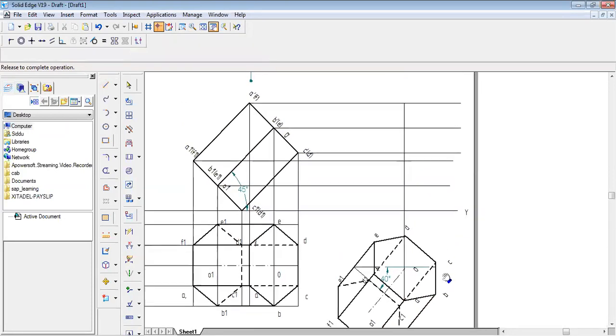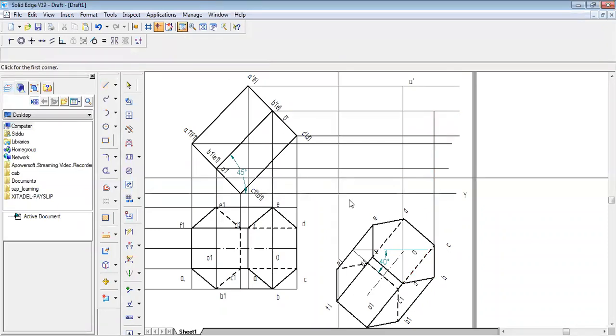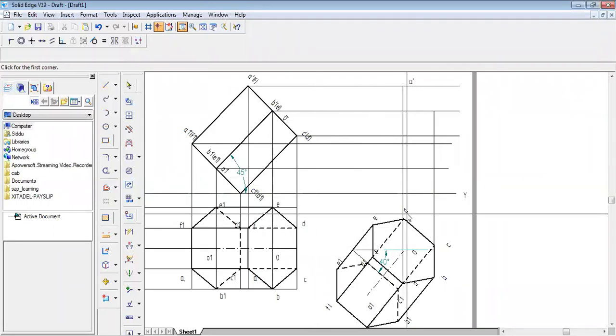Okay, so this is your A dash. Let us name that A dash. Similarly, B is here. So B, so well, C is my point.